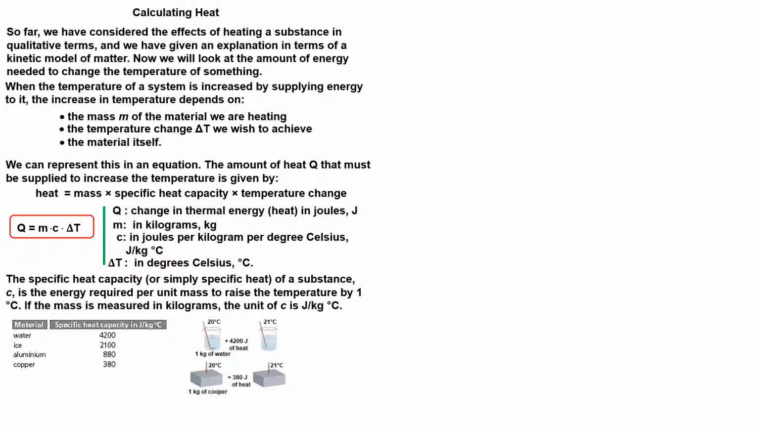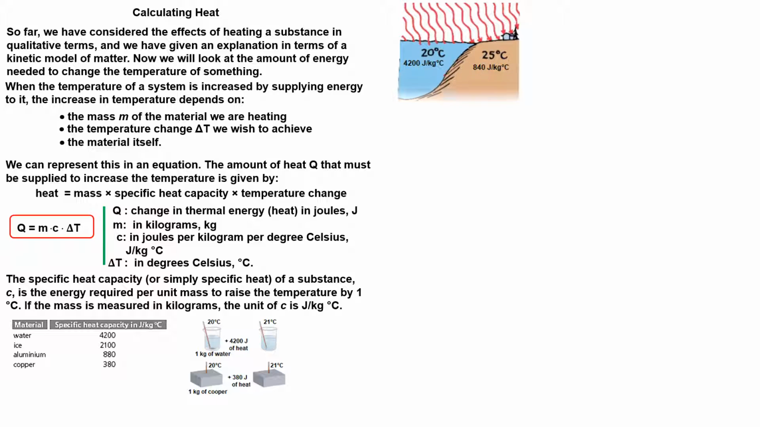This also means that when water cools by 1 degree Celsius, it gives out more energy than the same mass of copper cooling by 1 degree Celsius. Water needs lots of energy to heat it up and gives out lots of energy when it cools down. Another interesting example: water has a higher specific heat than sand, so it requires more energy to be heated. This is why the ocean is always cooler than the sand on the beach.